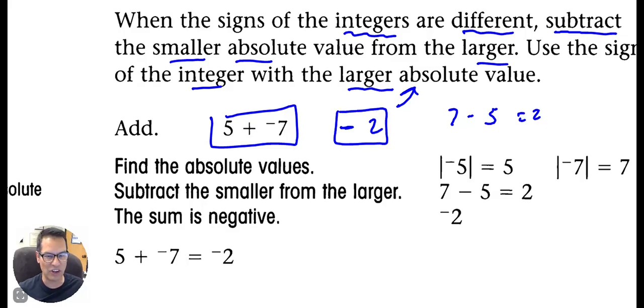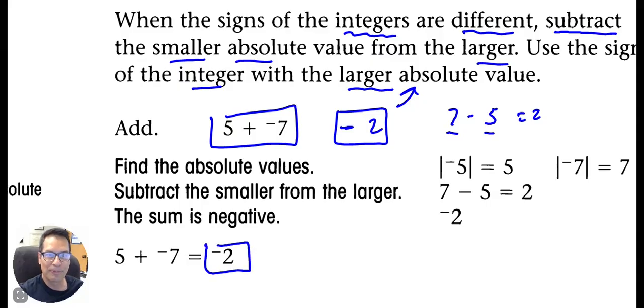And notice that I started backward. I said, oh, I found my larger integer. It's 7, and its sign is negative. Now I know that my answer is going to be negative. So now I take my larger minus my smaller. I get my answer. And I get 5 plus negative 7 equals negative 2.